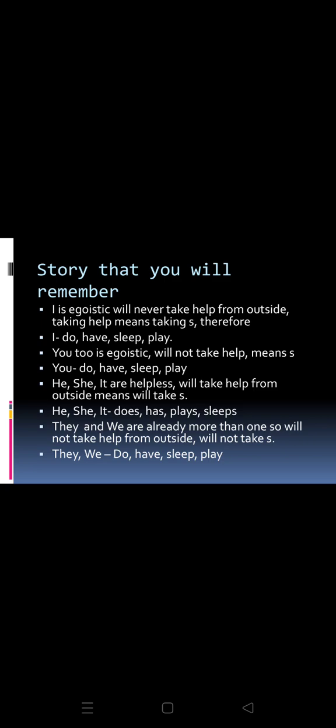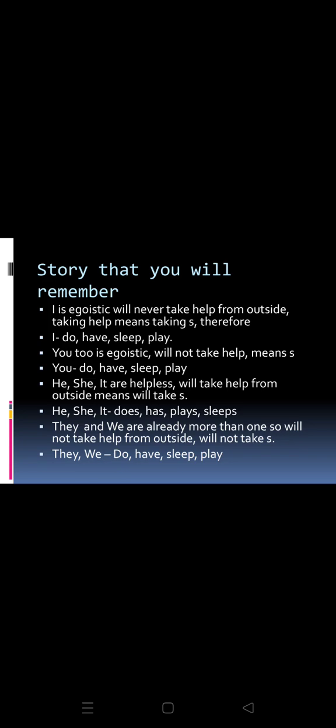So, I is egoistic and it will never take help from outside. Taking help means taking S with it. So, therefore, I do, I have, I sleep, I play. It is not going to take S. You is also egoistic. You is pitched against I, and it's not going to take S. So you do, you have, you sleep, you play.